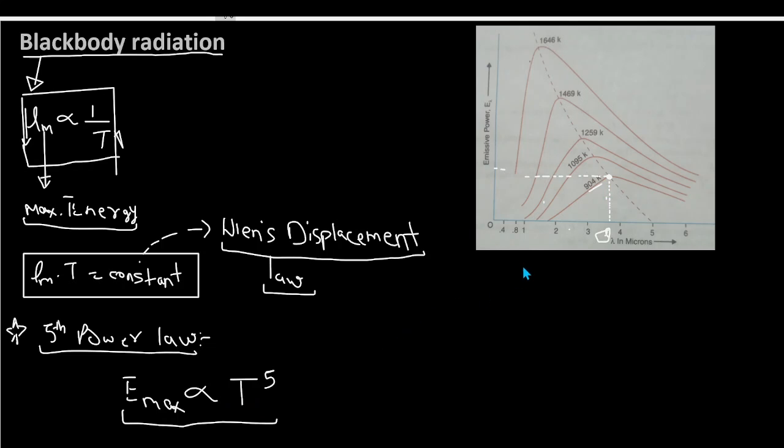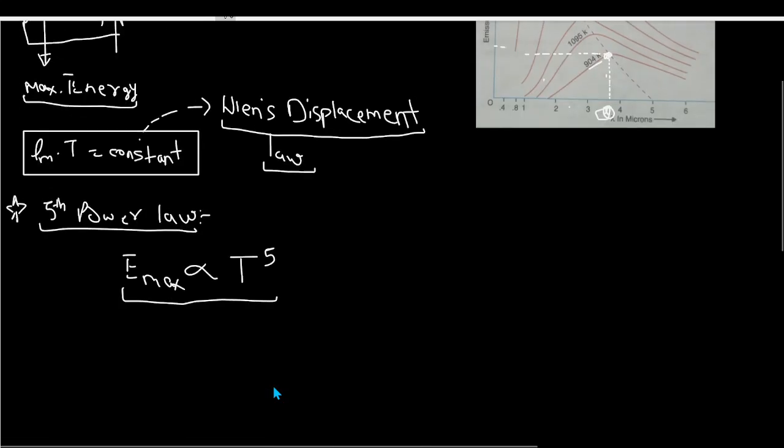There's a big difference between the Stefan-Boltzmann law and this particular law. Here this E max is the energy emitted for the wavelength lambda at which the energy emitted, or the intensity, is maximum, and it's directly proportional to T raised to the power 5. And this is the fifth power law of Wien.